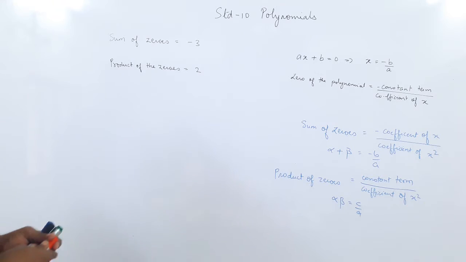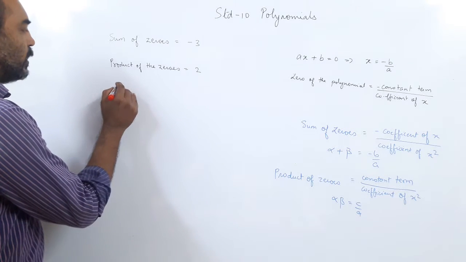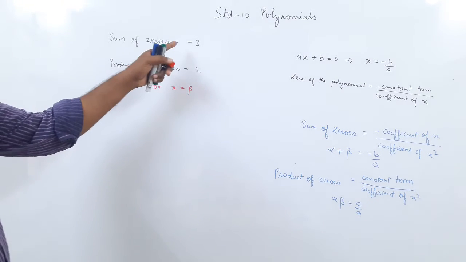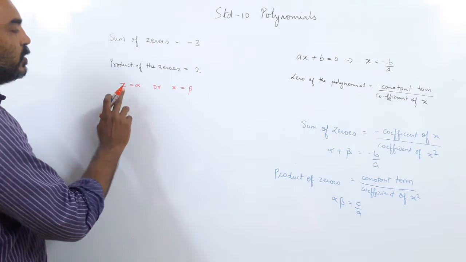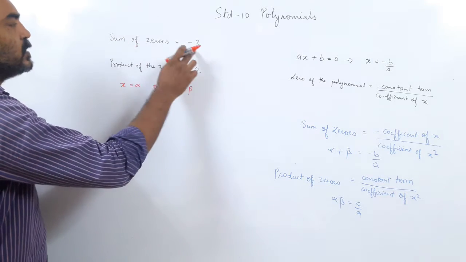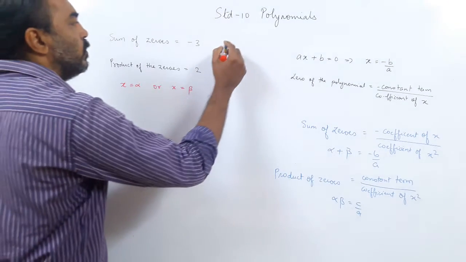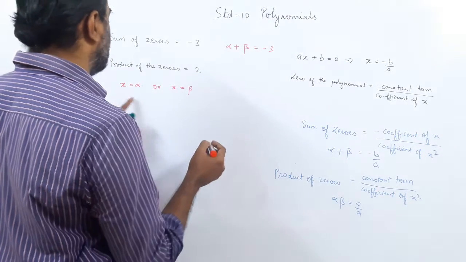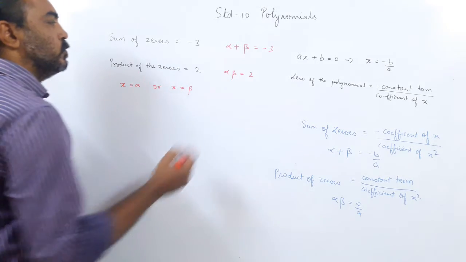So here what do I do? Let me assume that the two zeros of this polynomial are alpha and beta. So x equal to alpha, or x equal to beta. So we have alpha plus beta, the sum of the two zeros, is minus 3. So alpha plus beta is minus 3. The product alpha into beta is 2.